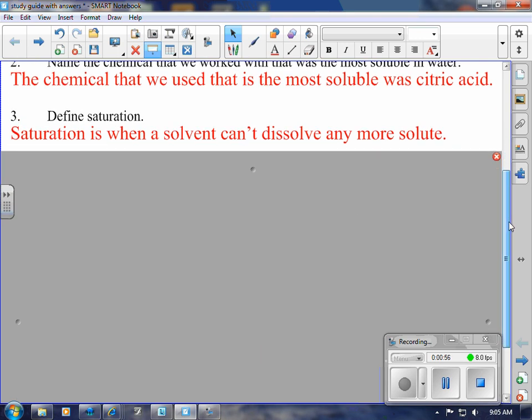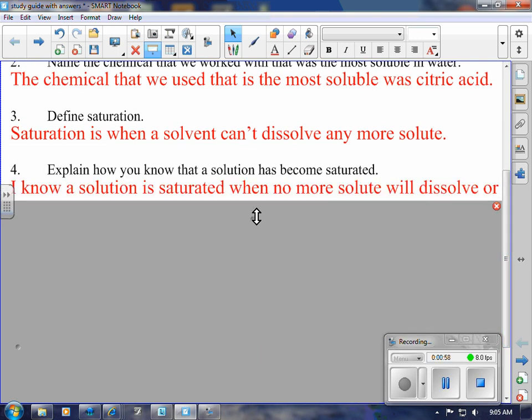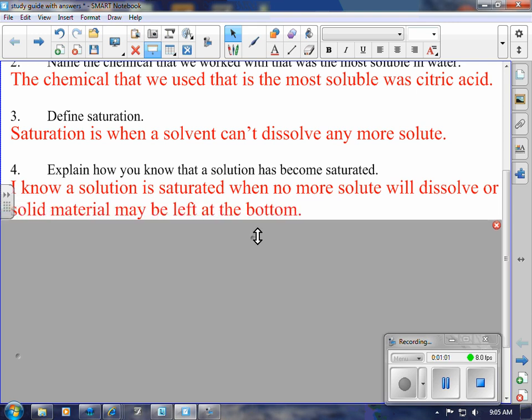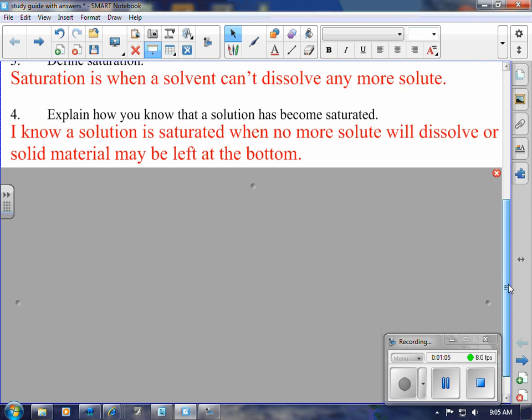Saturation is when a solvent can't dissolve any more solute. It's full. You know when a solution has become saturated because there's extra material at the bottom. If you don't see that extra material at the bottom, then it's not saturated.